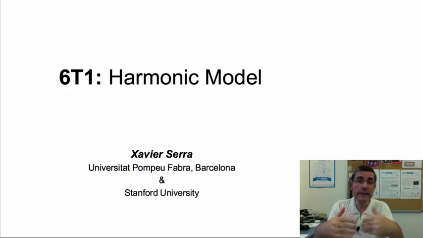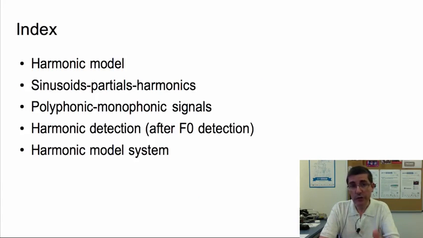And now, following in the path towards a more flexible and higher level representation of sounds, we present the harmonic model. We will first introduce the actual model, then talk about the difference between sinusoids, partials, and harmonics, then discuss the difference between polyphonic and monophonic signals, then present the idea of how to detect these harmonics from a sound, given that we know the fundamental frequency, which is going to be a topic of the next lecture. And then we'll put it together into an analysis synthesis system, the harmonic model system.